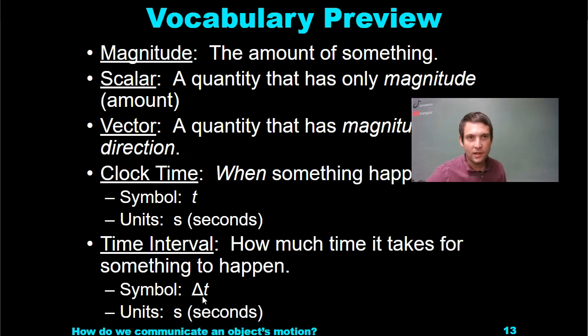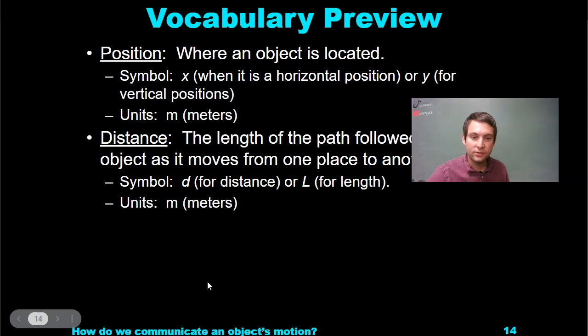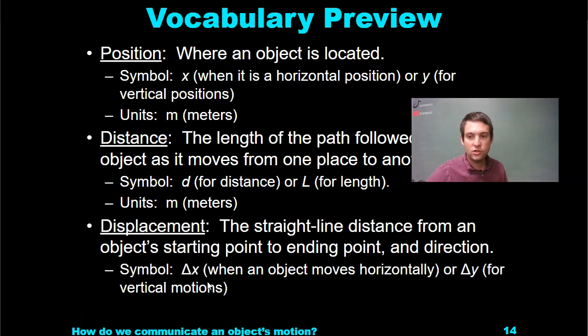Usually the initial clock time would be 0, so it would be final time minus 0, and really all you care about is final time, so sometimes we don't even write that delta. But it is important to signify that it is, in fact, a change. So delta means change, and change to us is final minus initial.